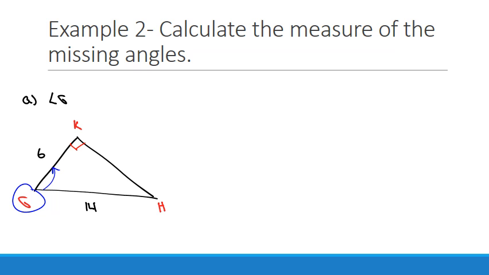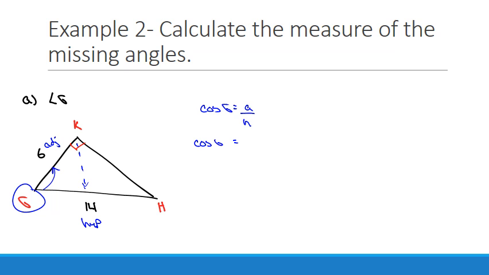Back to the question. Seeing this is my hypotenuse, I know this must be my adjacent right here. It's right beside. So adjacent, hypotenuse, which ratio is that? That is the cosine ratio. So it's going to be cos G equals, and again, adjacent over hypotenuse if you want to do that.